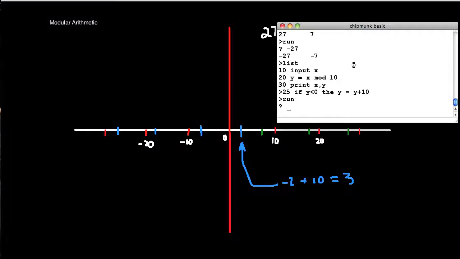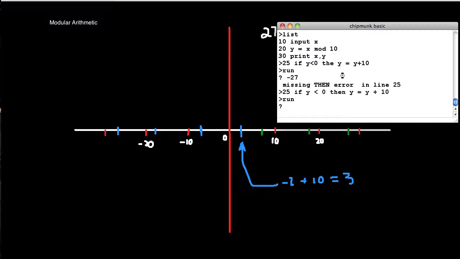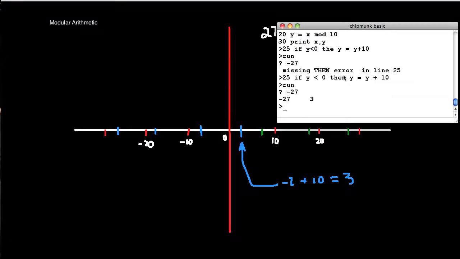Run. Okay, put in negative 27. Missing then, oh, I forgot, I misspelled my line, and then it's statement 25. Look at that. 25, if y less than 0, then y equals y plus 10. Now let's run negative 27, and it gives me the right answer.